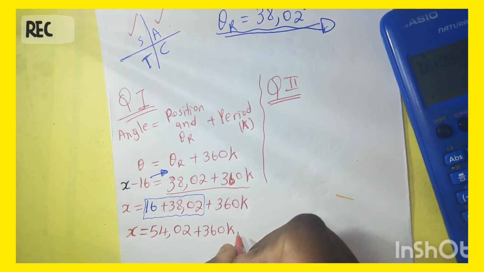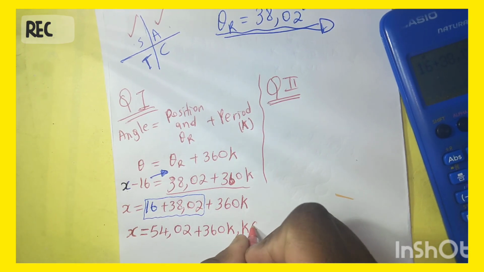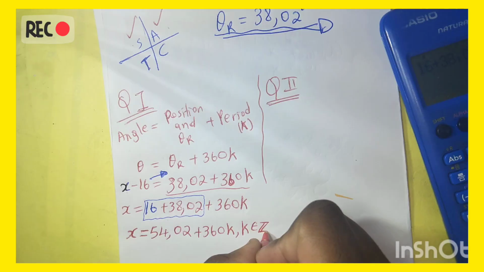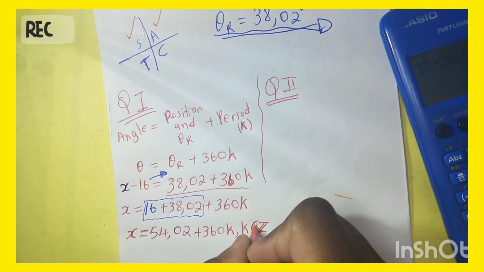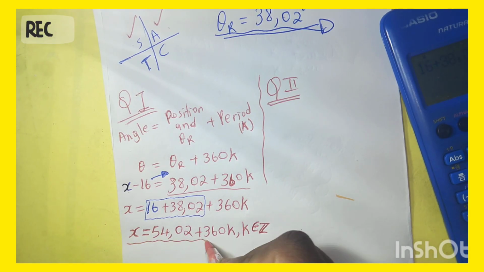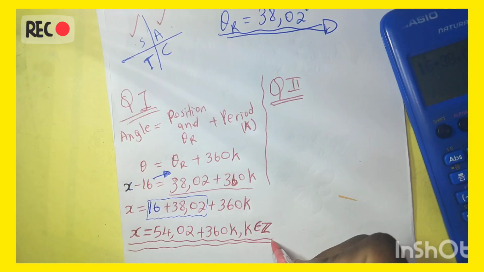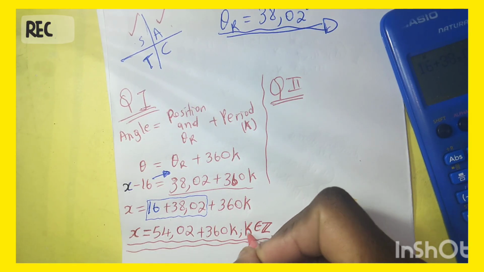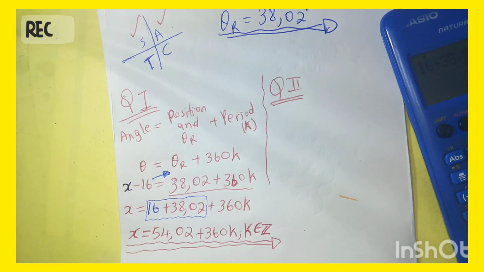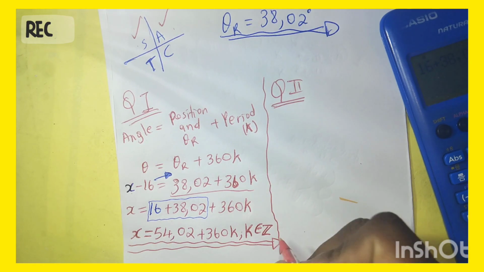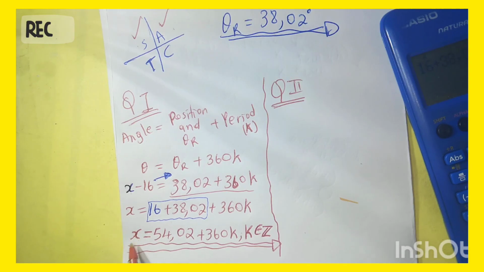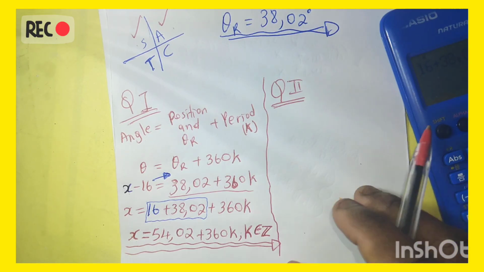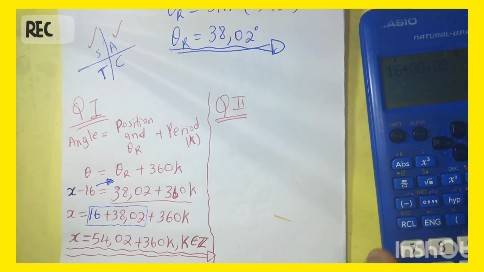Do you see? And now you can just say k is an element of all integers. So this k is an element of all integers. I will explain it more when I will be doing an absolute solution. There is something that we call an absolute solution, whereby you have to solve for the value of the angle there. So let's go now to the second quadrant.